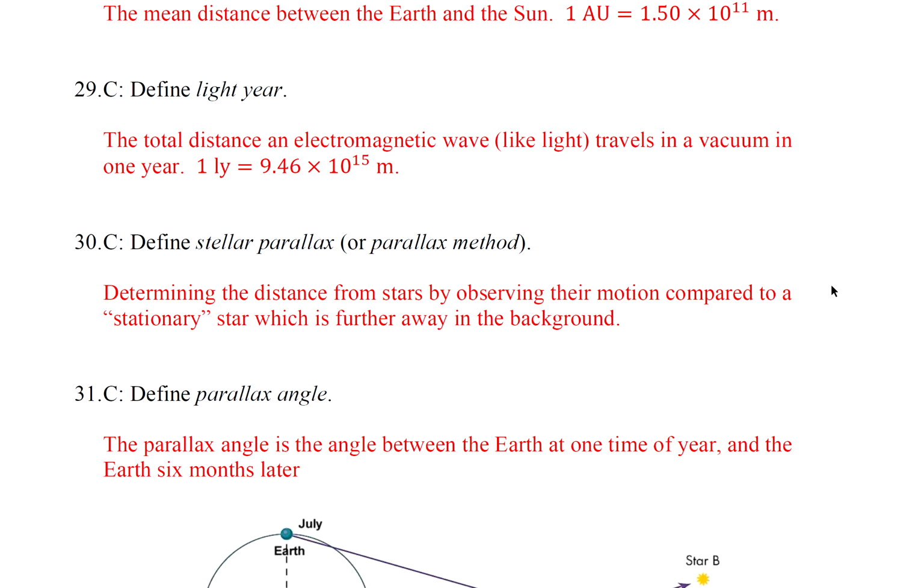Question 30. Define stellar parallax. This is determining the distance from stars by observing their motion compared to a stationary star which is further away in the background.